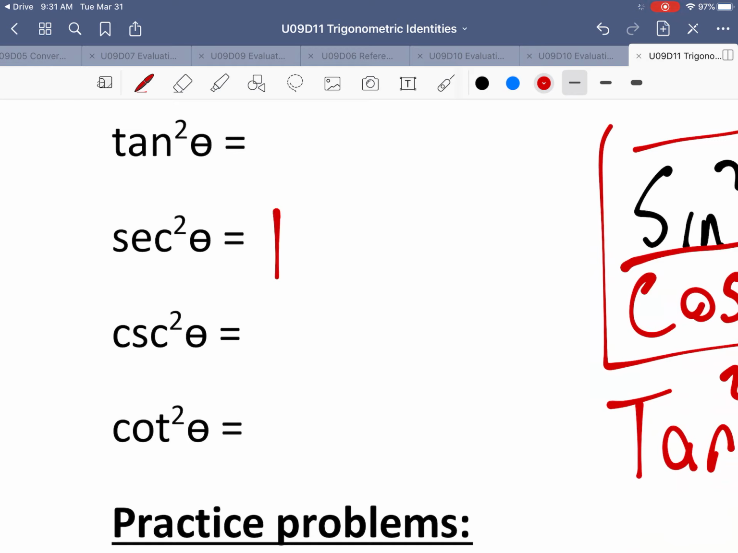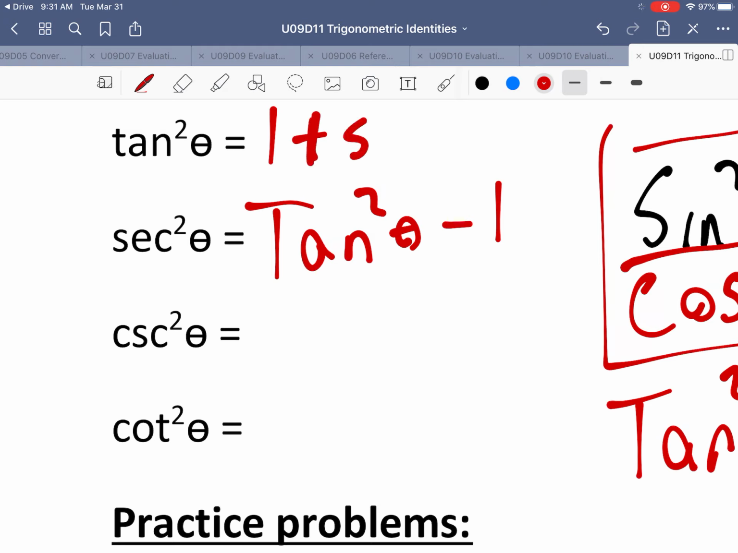So now we have the formula for secant. So this is tan squared theta plus 1 equals secant squared theta. And we can use this to find all of the other ones. So if I wanted to get tan squared theta by itself, I would just subtract the 1 to the other side. I get secant squared theta minus 1.